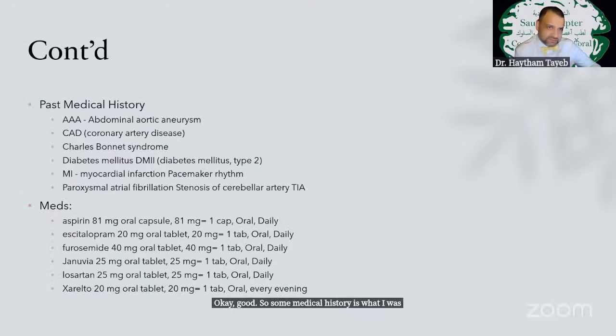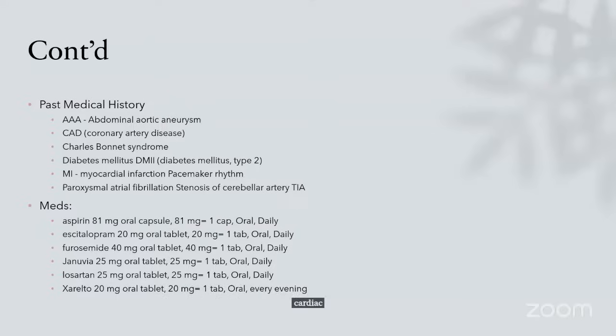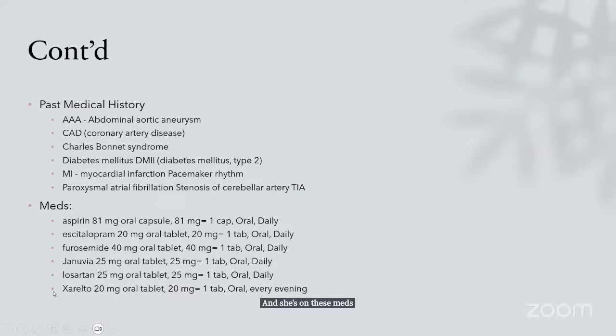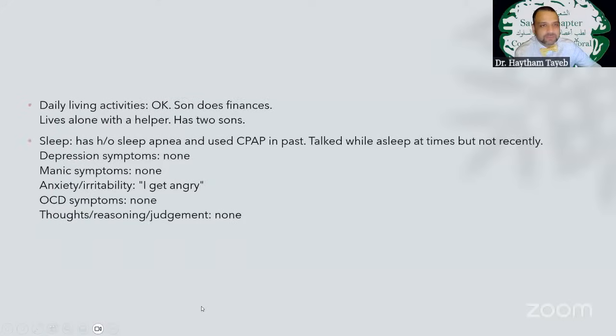So, some medical history is what I was saying. And more medical history. As you can see, she has cardiac disease and AFib, and she's on these meds, including anticoagulation. She was still functional. She lived alone with a helper. Her two sons live close by and come see her every day.